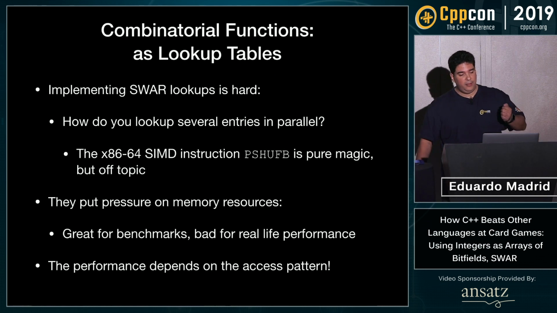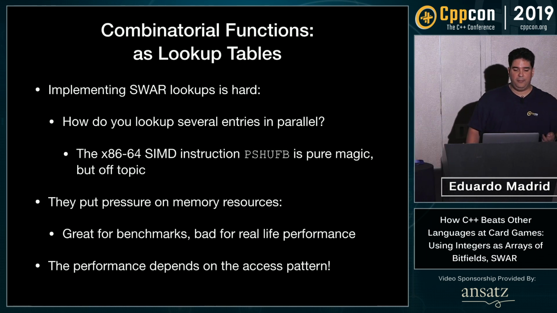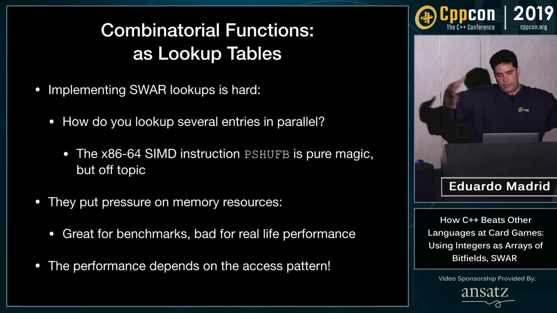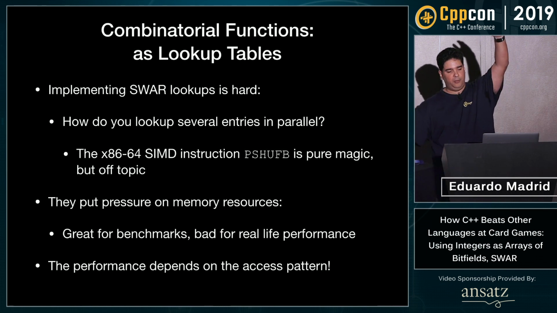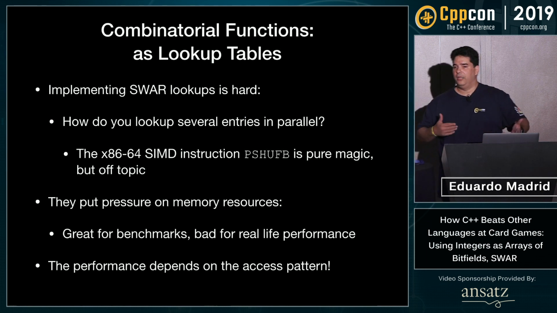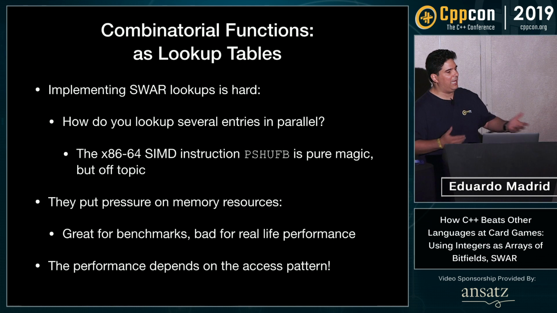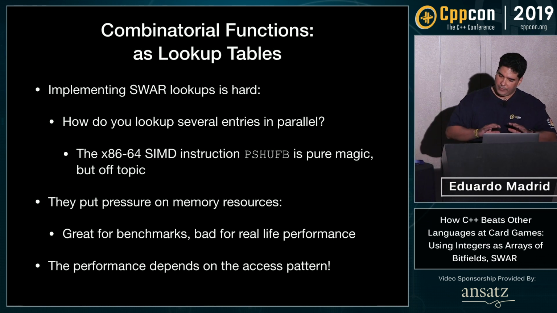The problem with implementing combinatorial functions as lookup tables is that, in the case of SWARs, implementing several lookups at once is very difficult. You can merge several inputs and make a very big table, but then you end up hitting problems of memory sizes and locality and cache and all that whatnot. The performance just doesn't scale.